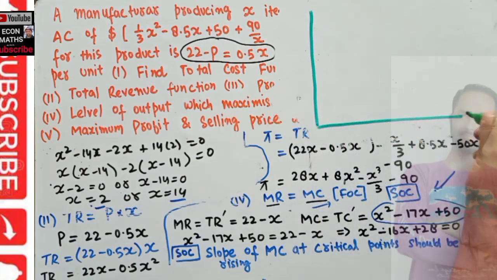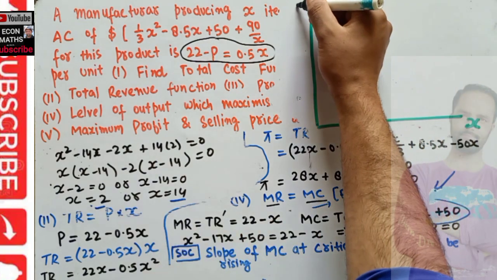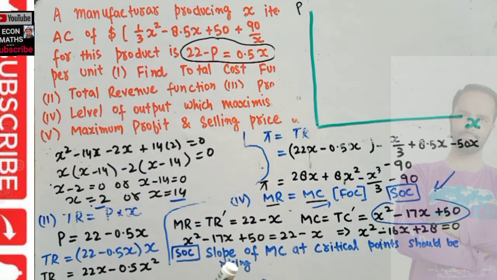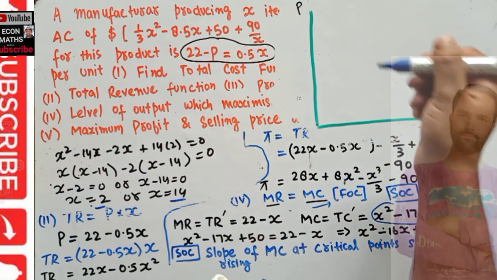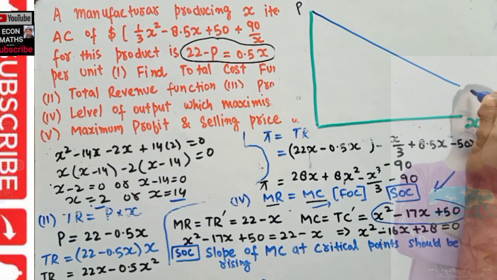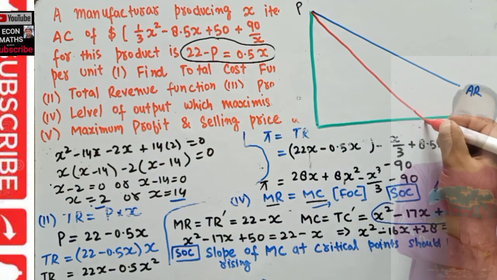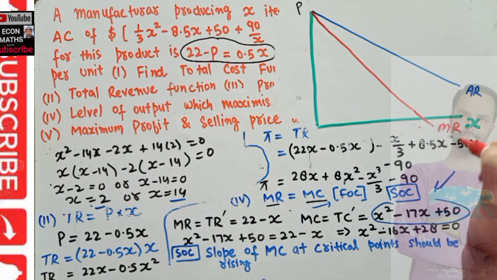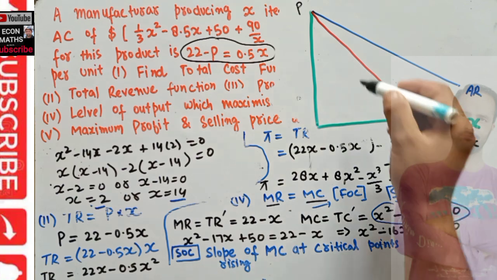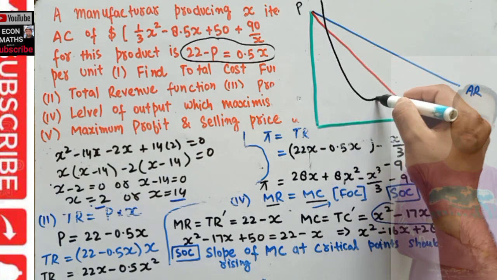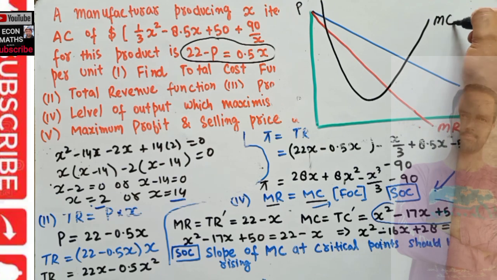So we have here, let us say x denotes the output on the horizontal axis, and price is denoted on the vertical axis. Let us draw our average revenue function. Let us say this is our average revenue function. Then we have the marginal revenue function. Its slope will be twice the slope of the average revenue function. So this is our marginal revenue function. Then we have the marginal cost function. Okay, so we have a quadratic type. It will look like this. Okay, let us say this is our marginal cost function.